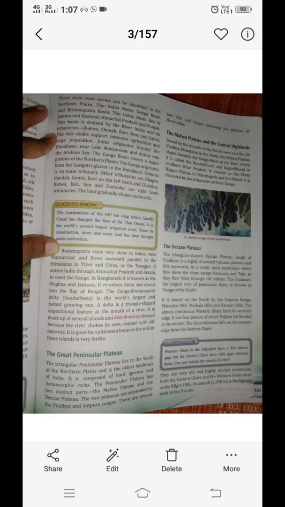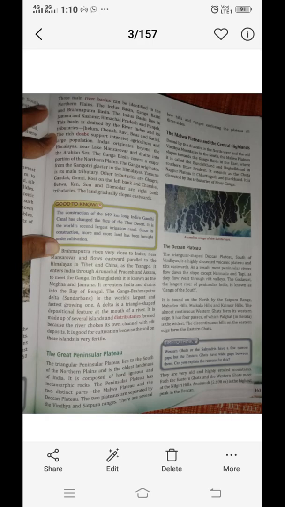It is drained by tributaries of river Ganga. Deccan Plateau. The triangular shaped Deccan Plateau south of the Vindhya is a highly dissected volcanic plateau and tilts eastward. As a result, most of the peninsular rivers flow down the slope except Narmada and Tapi as they flow westward through the Rift Valley. The Godavari is the largest river of peninsular India. It is known as the Ganga of South.